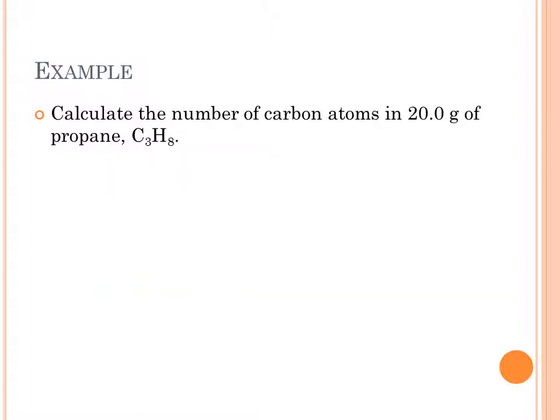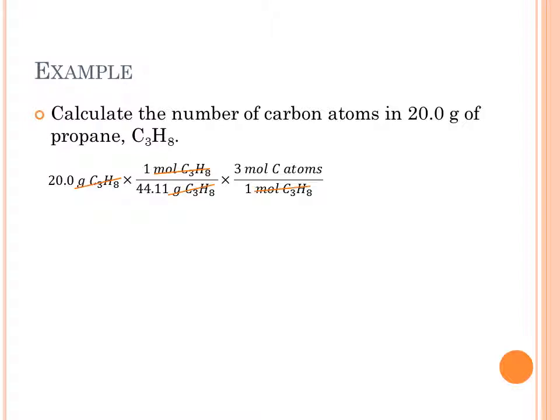So now we want to calculate the number of carbon atoms in 20 grams of propane, C3H8. We already previously calculated the molar mass of propane, so we won't do so again. We'll just use the result. Have 20 grams of propane. We're going to divide through by 44.11 grams per 1 mole.